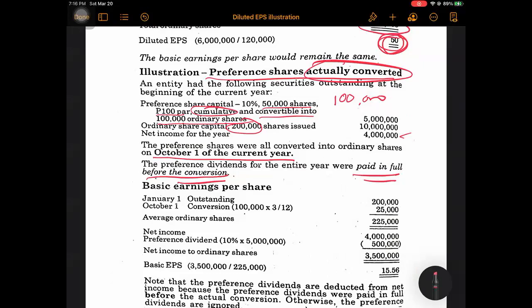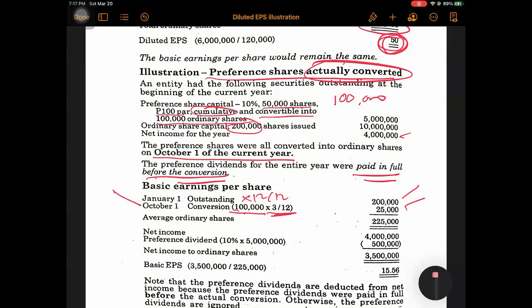Okay, so January 1, of course. We need to compute the average ordinary shares because there's actual conversion. January 1 outstanding, that's 200,000 times 12 over 12. You have October 1 because on October 1 there is actual conversion of 100,000 preference shares to ordinary shares. How many months outstanding? That's 3 months. Average that, that's 225,000. Therefore, to compute for the basic earnings per share, we have a denominator of average ordinary shares of 225,000.